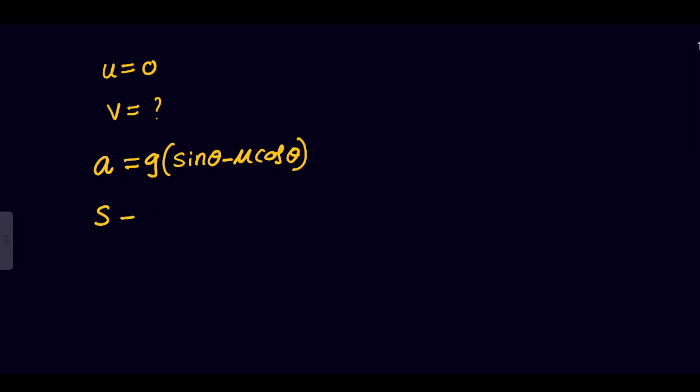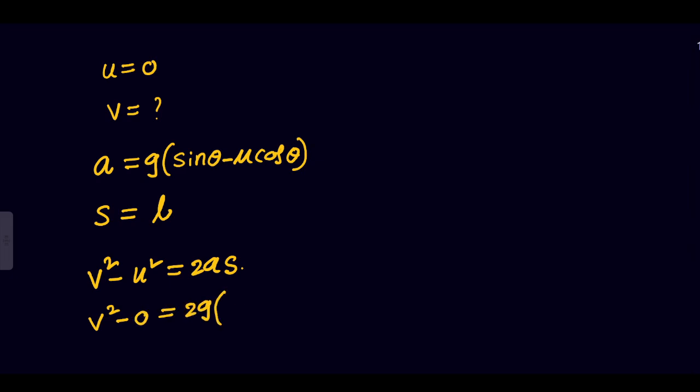And the displacement of the body, let us say the length of the inclined plane is L. A to B length is L we have considered. Now which equation can I use? V square minus U square is equal to 2AS. Final velocity we need to get, V square, initial velocity 0, that is 2g into sine theta minus mu cos theta into L. This is the velocity when it reaches the bottom of the inclined plane.